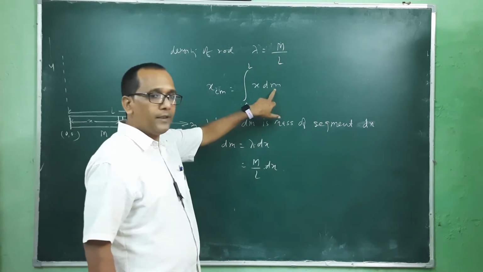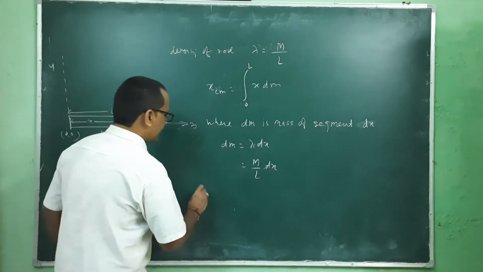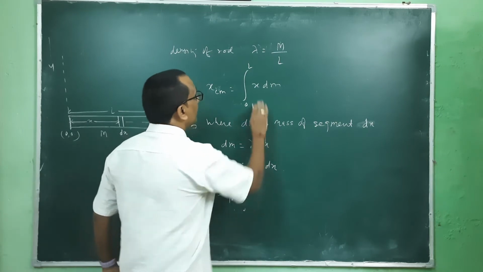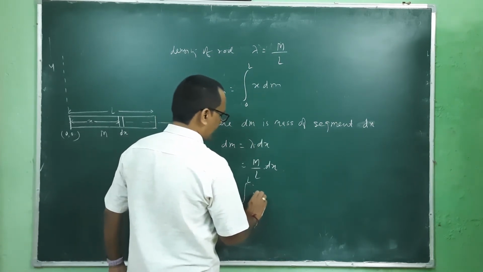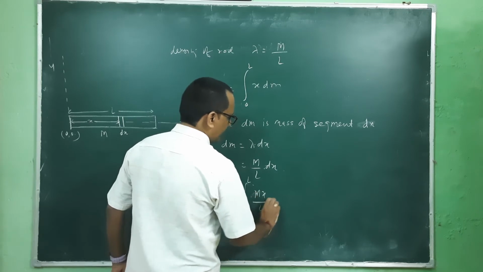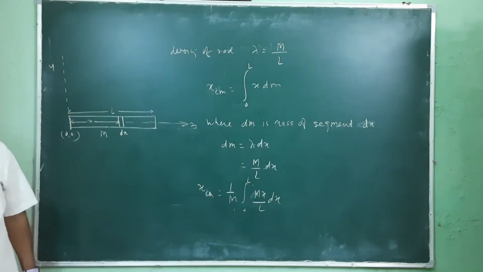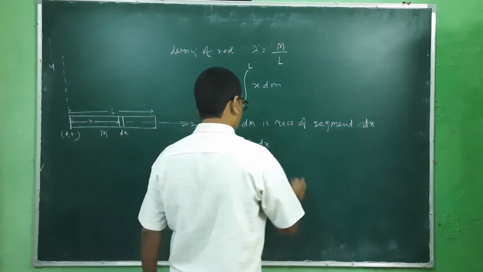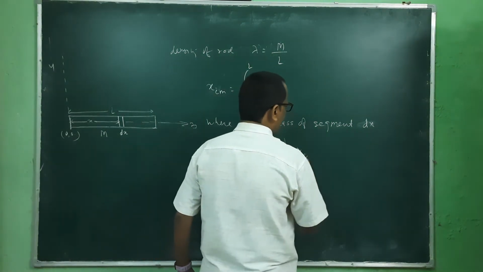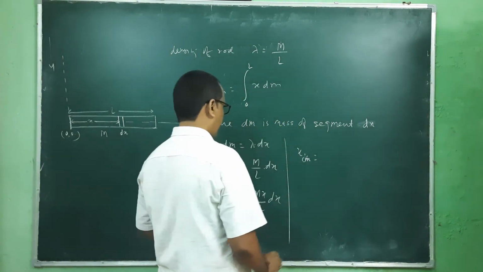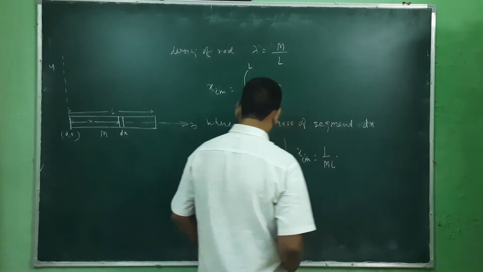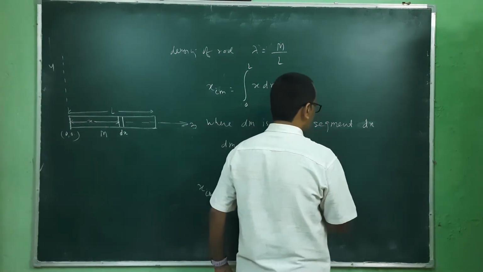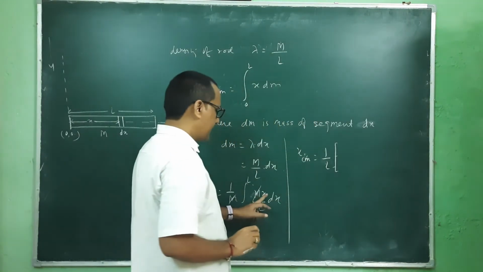Now we will put this here and integrate this. So xcm is equivalent to 1 by m integration from 0 to L, and this is x multiplied by m by L multiplied by dx. Now integrate this. So this is xcm, it is equivalent to 1 upon mL, and m can be cancelled. Okay. This is 1 upon L, and integration is x dx.